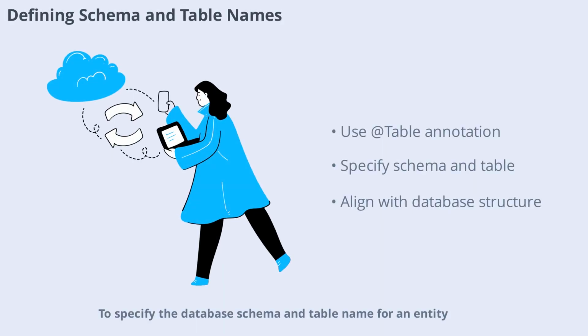Specify the database schema and table name for an entity. Use the @Table annotation with the schema and name attributes. This tells Hibernate exactly where to persist your entity data. For example, annotating your Author class with name = "author", schema = "bookstore" ensures that records are stored in the correct table and schema. This level of control is important for aligning your object model with your database structure, especially in complex or legacy systems.